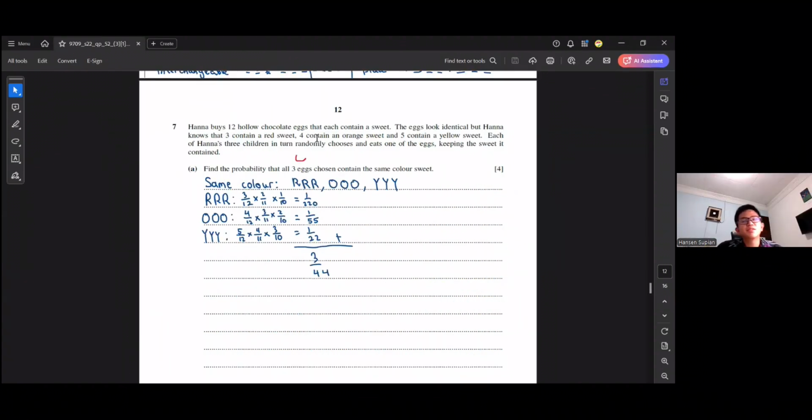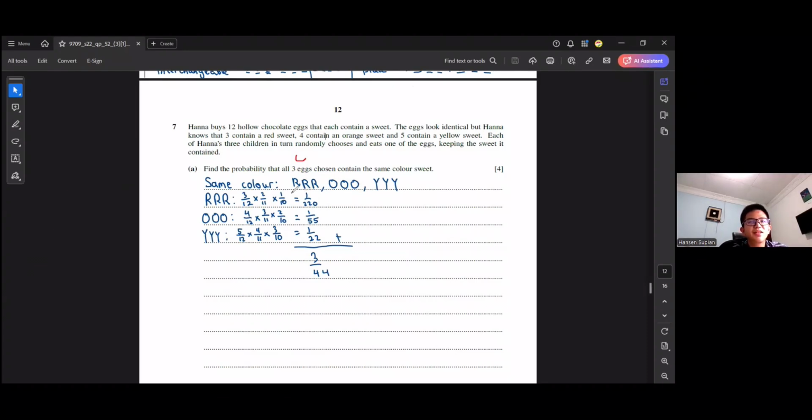Okay, so for number 7, Hannah buys 12 hollow chocolate eggs that each contain a sweet. The eggs look identical, but Hannah knows that 3 contain a red sweet, 4 contain an orange sweet, and 5 contain a yellow sweet. Each of Hannah's 3 children in turn randomly chooses and eats one of these eggs, keeping the sweet it contains. Find the probability that all 3 eggs chosen contain the same color sweet.